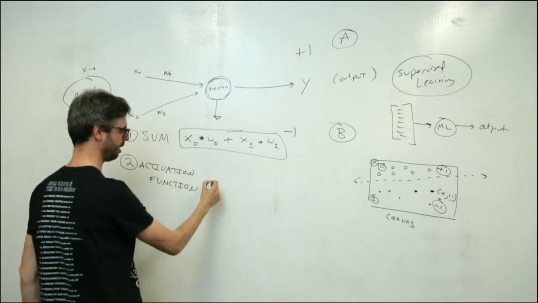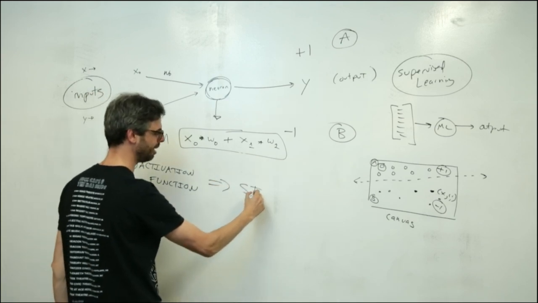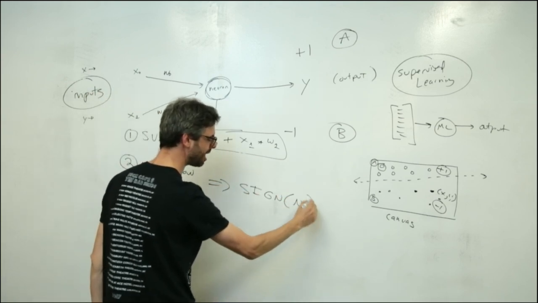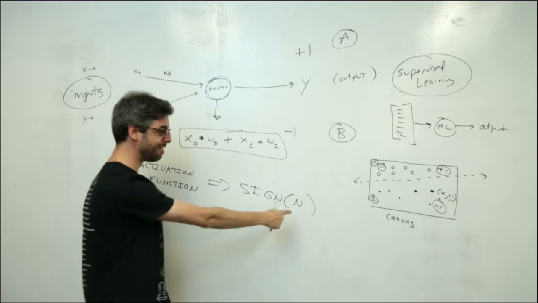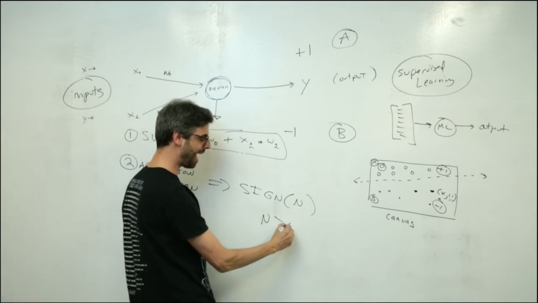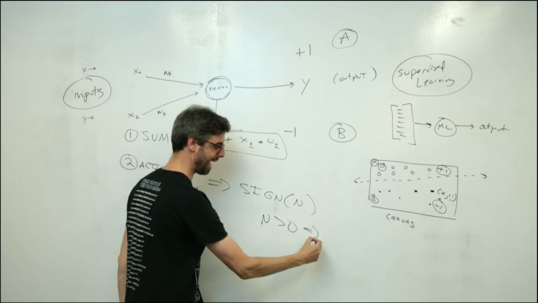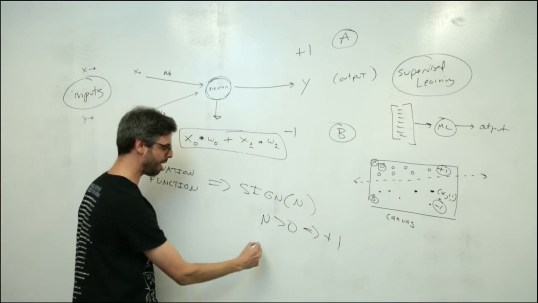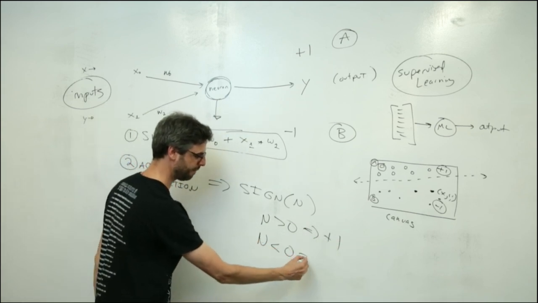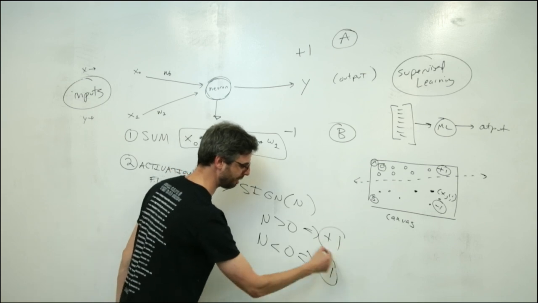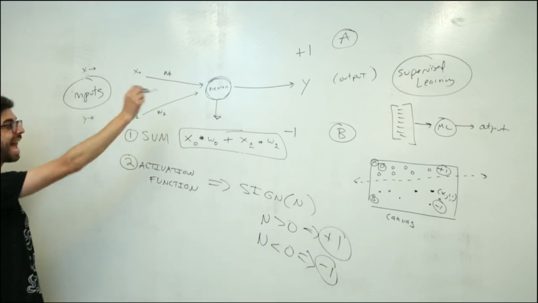How about a function called sine? Take the sine of any number n. If that number n is positive, then I get a plus 1. If that number n is negative, then I get a negative 1. Okay? So that's the activation function.